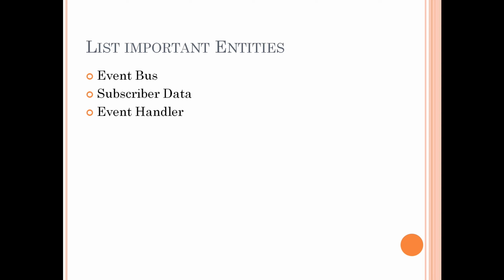Next one is list important entities. Three entities I can think of here. First one is event bus itself, and second one is subscriber data. We'll get into the details of what exactly subscriber data can be. And next one is event handler.